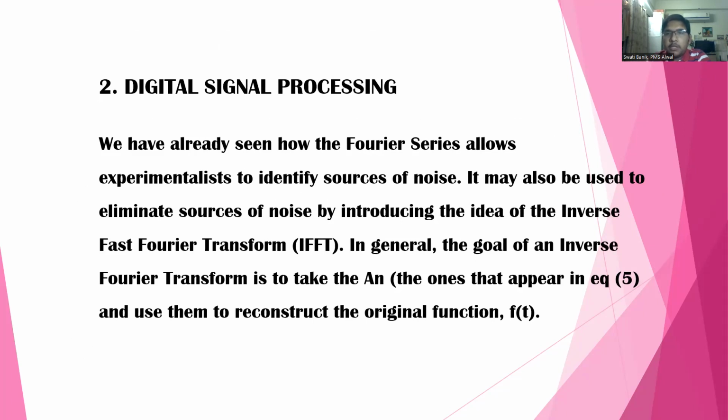The next application of Fourier series is digital signal processing. We have already seen how the Fourier series allows experimentalists to identify sources of noise. It may also be used to eliminate sources of noise by introducing the idea of the inverse fast Fourier transform, also known as IFFT. In general, the goal of an inverse Fourier transform is to take the an, the ones that appear in equation 5, and use them to reconstruct the original function f(t).